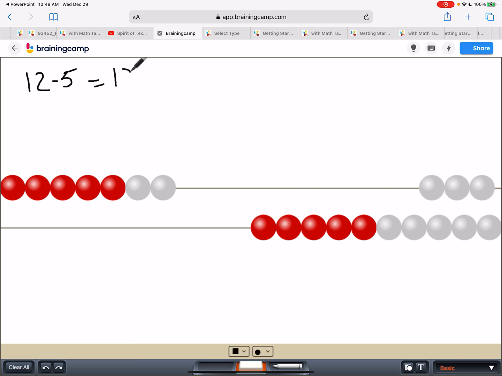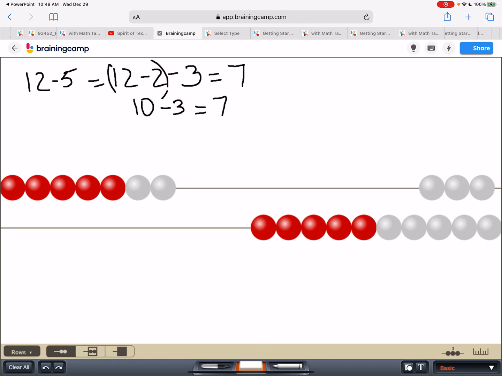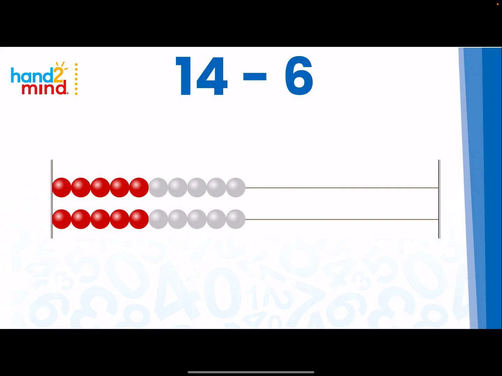So what we did is we went 12 minus 2 first, because that got us to 10, but we need to subtract 5, so we had to subtract 3 more, and then we got to the answer of 7. So we did this first, because that got us to that friendly 10, and then we just had 3 more to subtract, which got us to that 7. So that is using get to 10 as a strategy for subtraction.